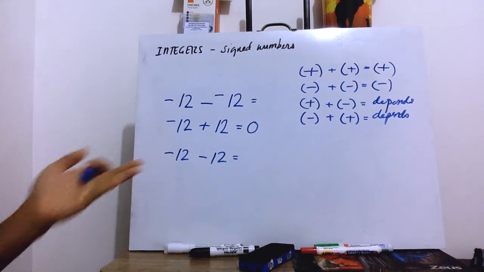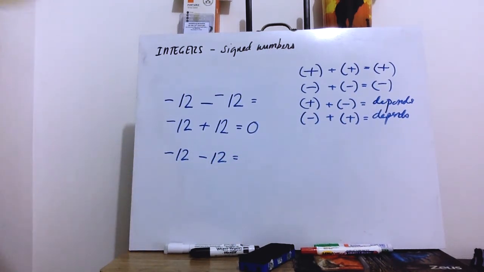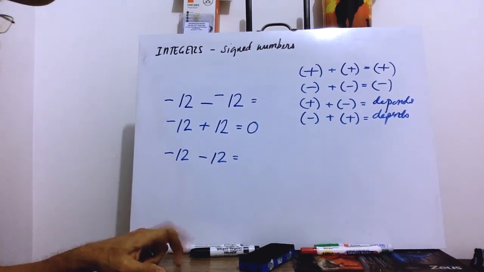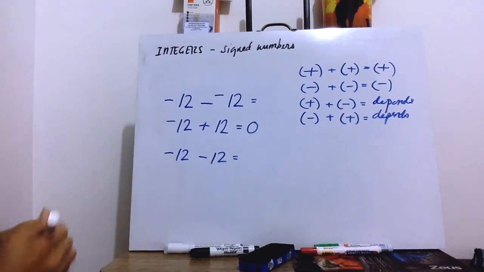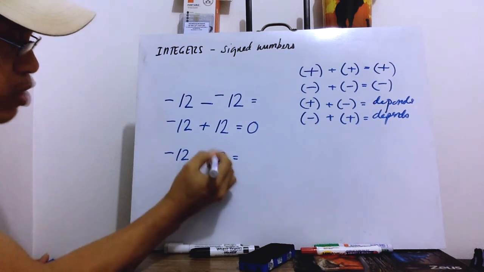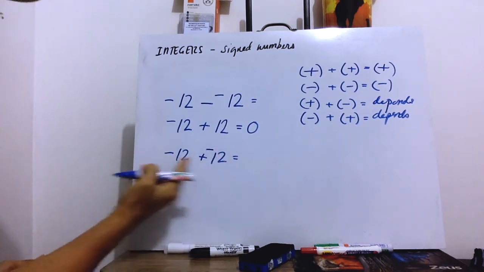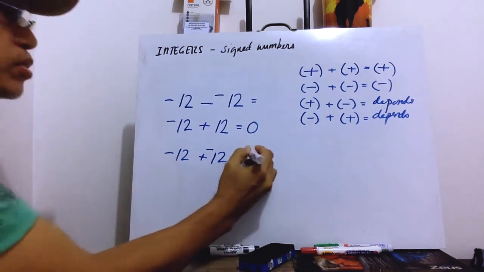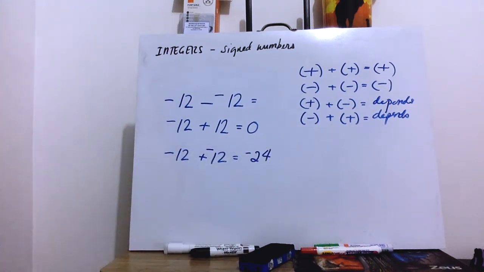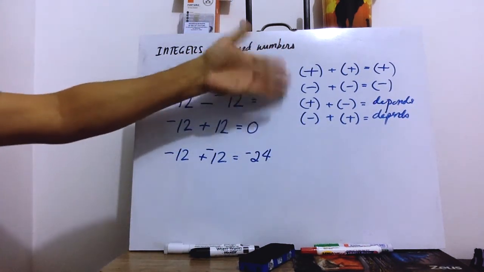I asked this question many times to my students, and 50% of them, their answer is 0. I don't think so. Okay? It is good practice to make this positive and then to make the next number negative. So you're adding two negative numbers. So that should be negative 24.